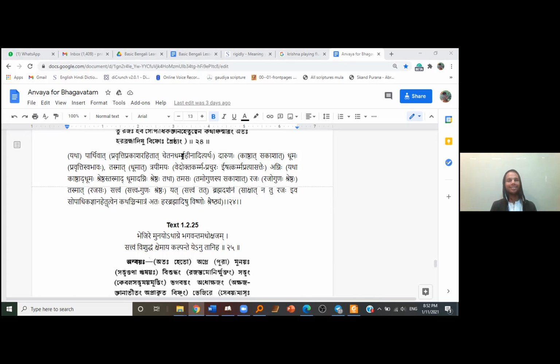Now, this is a way; they could have said jada iti artha. But to say the same thing, jada, they are saying chetana dharma hinat. They are devoid of the Chetana Dharma, the Chetanatva is not there. And that's why it's not there? Pravritti Prakash Rahitat, because there is no Pravritti.